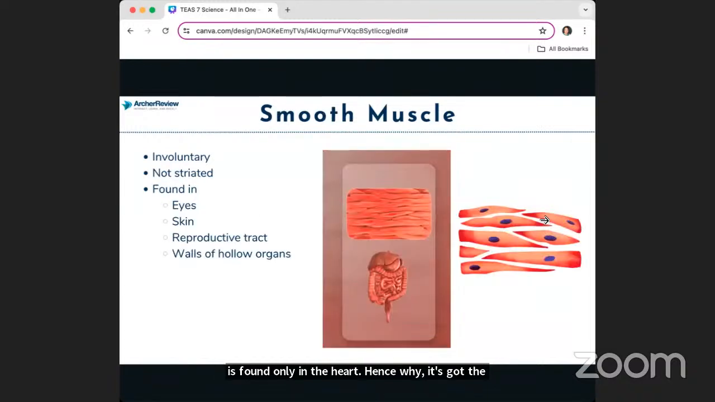Smooth muscle is also involuntary. You cannot control that. It is not striated, and it is found in the eyes, the skin, the reproductive tract, like our stomach we just mentioned, and walls of hollow organs.